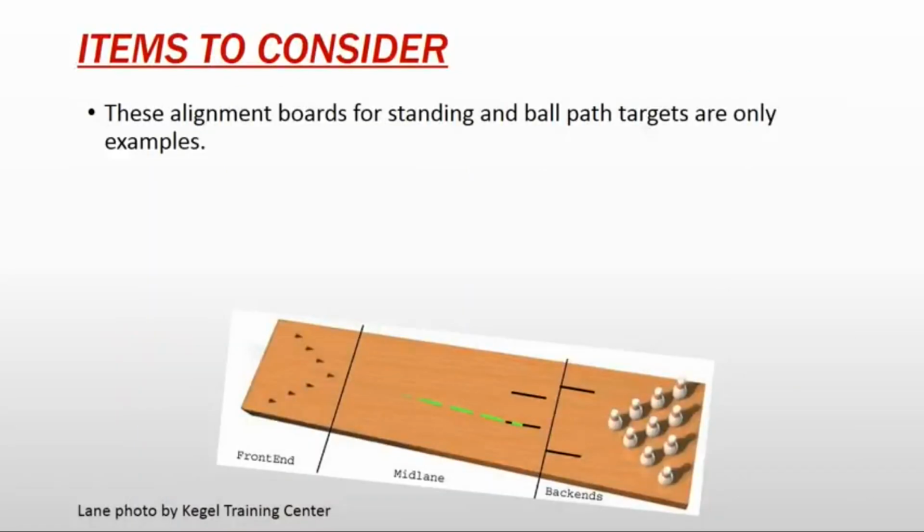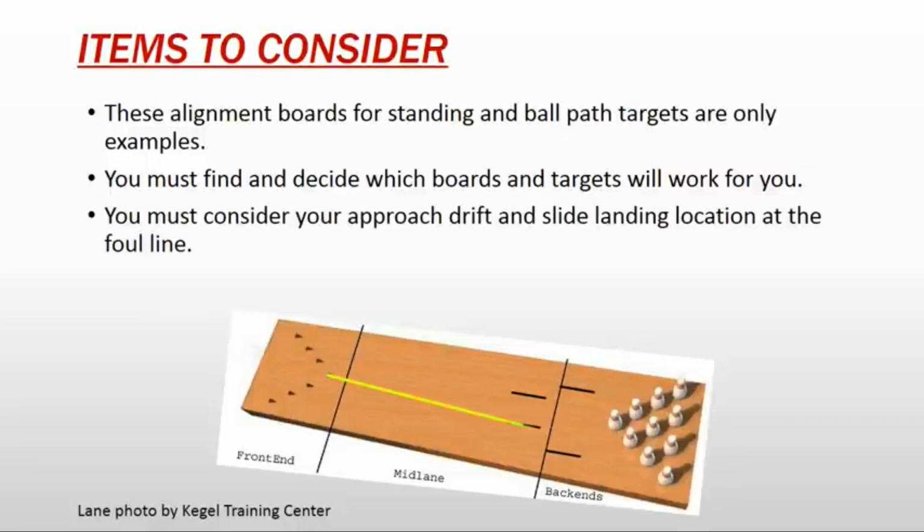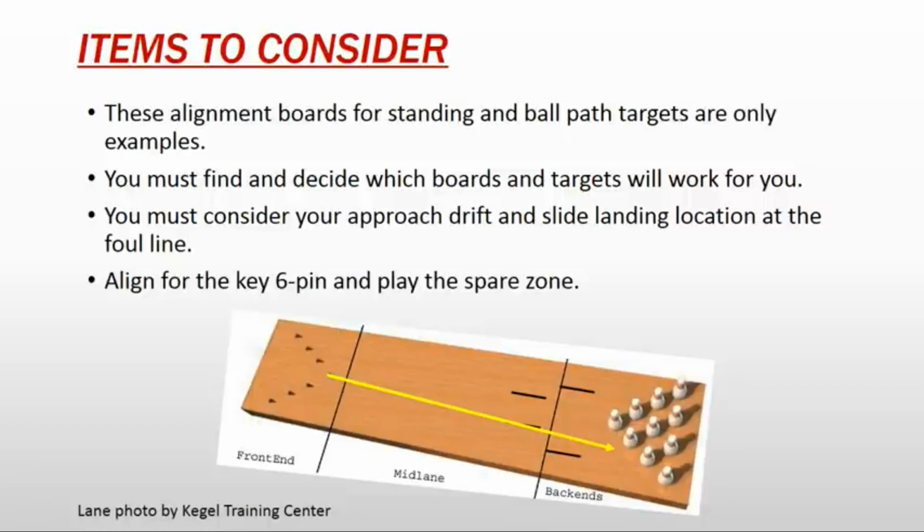These alignment boards for standing and ball path targets are only examples. You must find and decide which boards and targets will work for you. You must consider your approach drift and slide landing location at the foul line. Align yourself with a key 6 pin and play the spare zone.